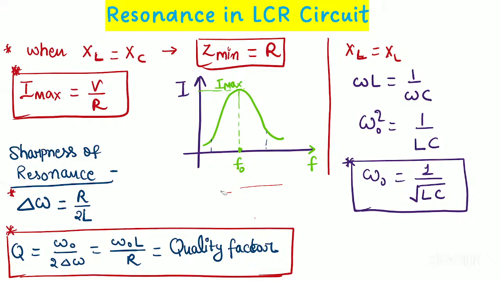Okay, so what do we call this condition? The resonating condition, resonance in an LCR circuit. So resonance in an LCR circuit is possible only when XL is equal to XC, and similarly we can say I will be maximum in this case and Z will be minimum. When impedance is minimum, the current is maximum. If you draw the graph of current and frequency, it will look like this, which means there is a particular frequency for which you will have the maximum value, and that frequency is nothing but the resonating frequency.